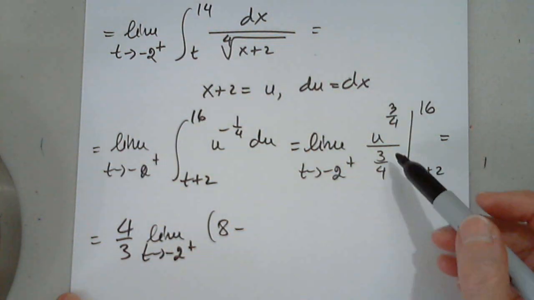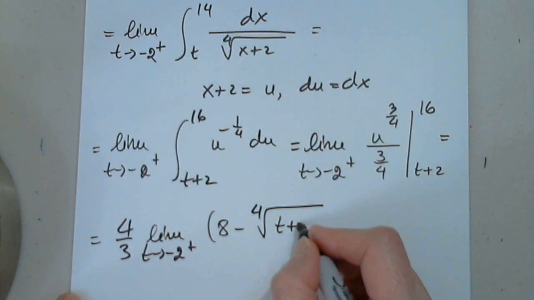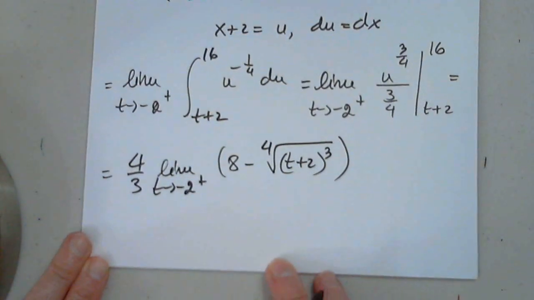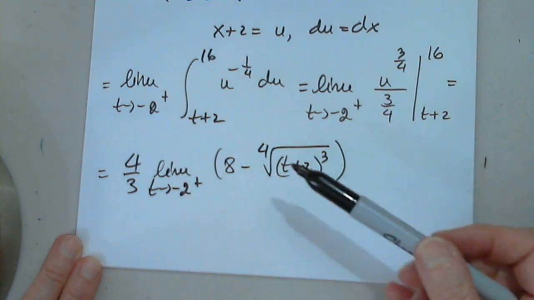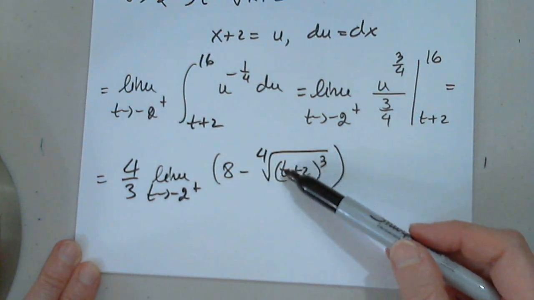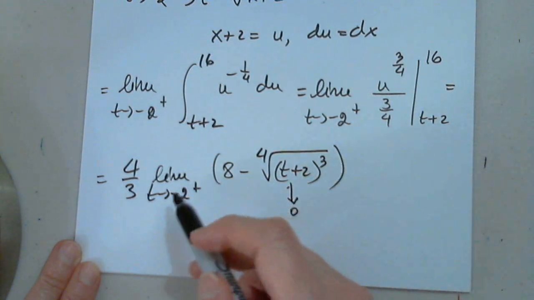Minus the 4th root of t plus 2 to the 3rd. So let's see where this is going. So negative 2 from the right is like negative 1.9. This is correct. It's allowed. So this approaches 0. So then the limit is 8.